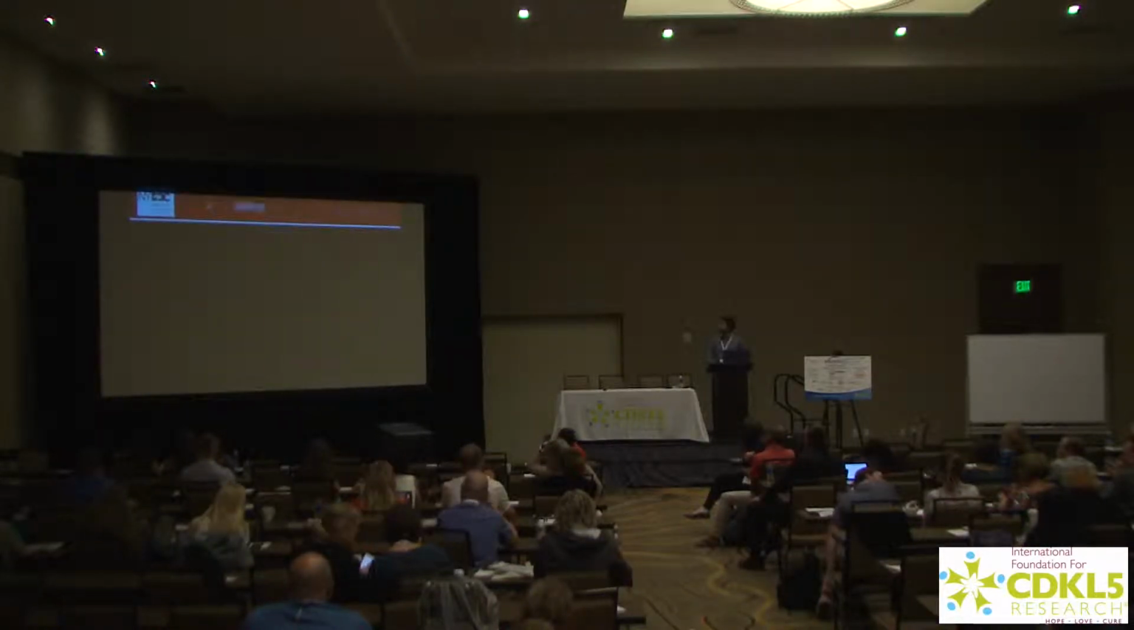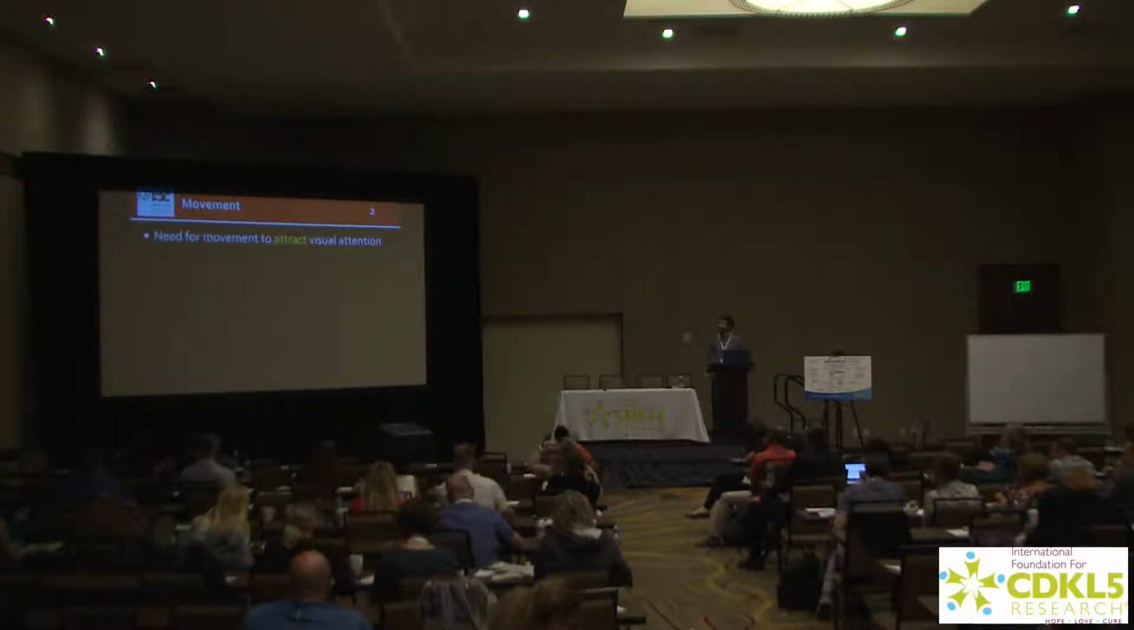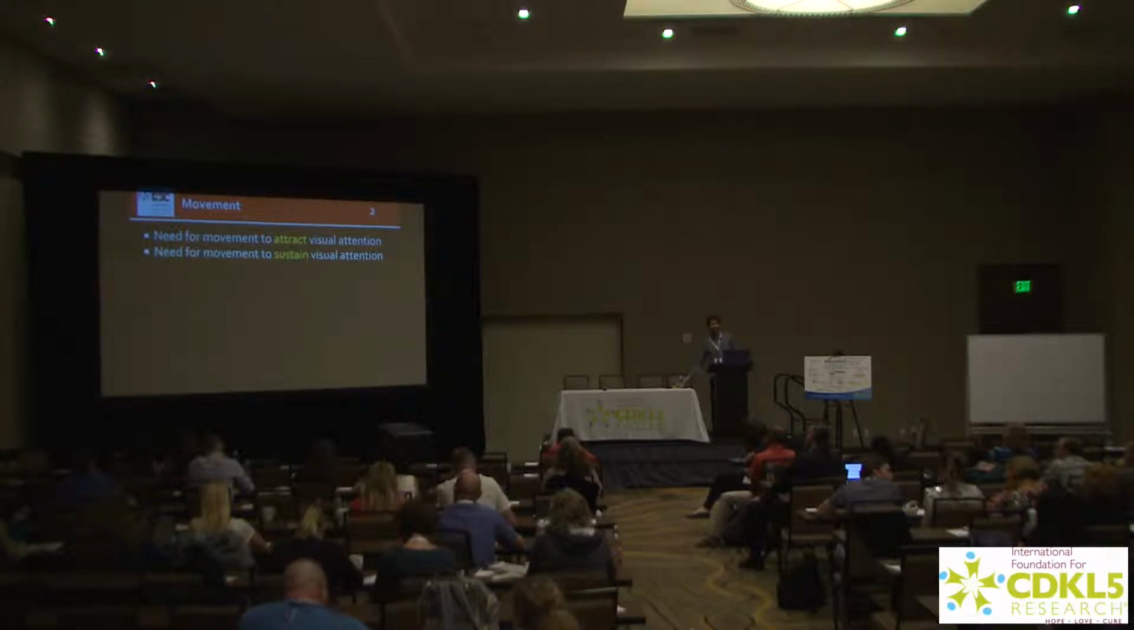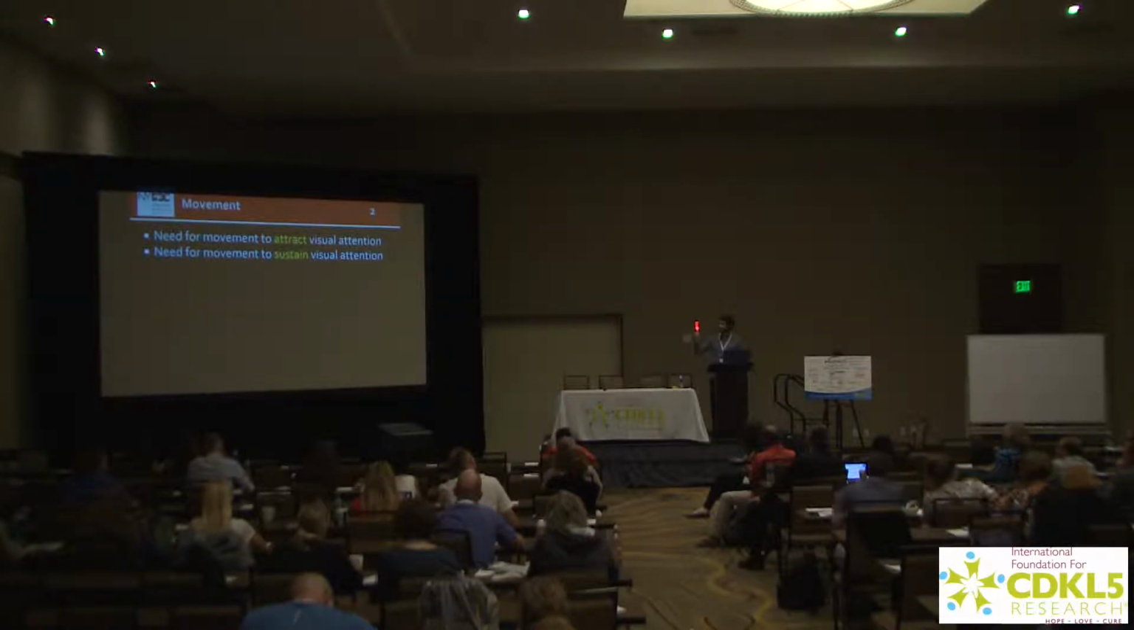Okay, look at my fancy animation. So the second characteristic is movement. Kids with CVI often need movement to attract their visual attention or to sustain their visual attention. So meaning that I'm not seeing something, and here's my favorite tool, right? Bright red light, highly interesting to kids with CVI.